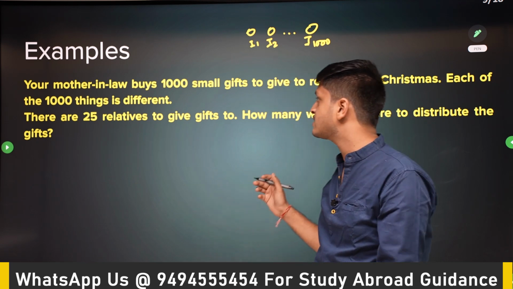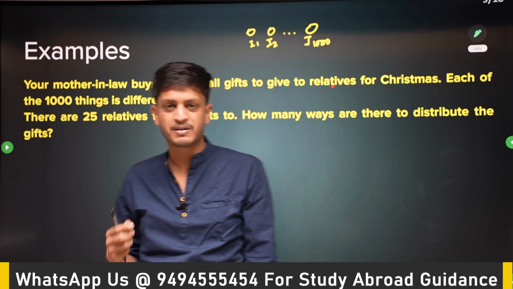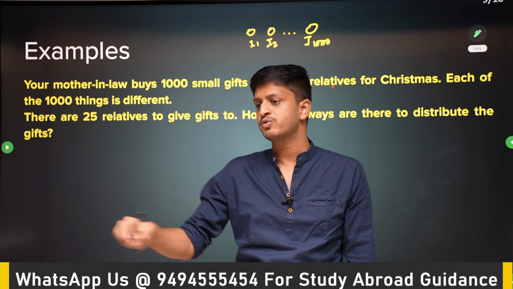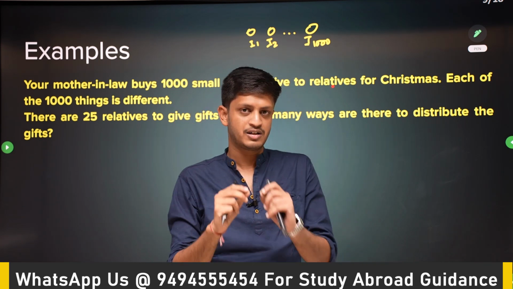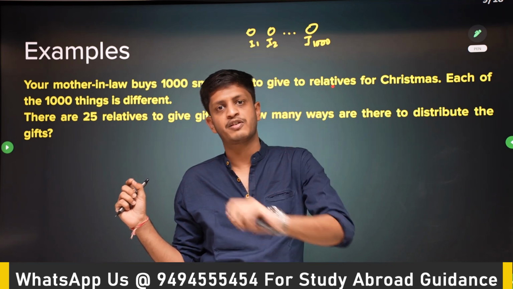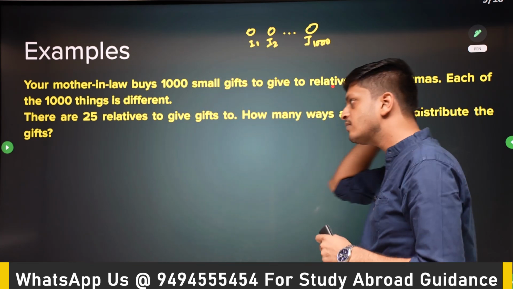And since nothing is mentioned, you cannot repeat these items, right? By default, if you read this problem statement, it is very clear that you cannot repeat the items. If you have given some gift to someone, you cannot give one gift to two people. There are exactly 1,000 different items, gifts, and you have to distribute them to 25 people. That's all. So how will you do that?